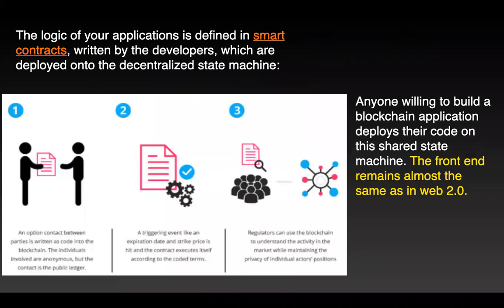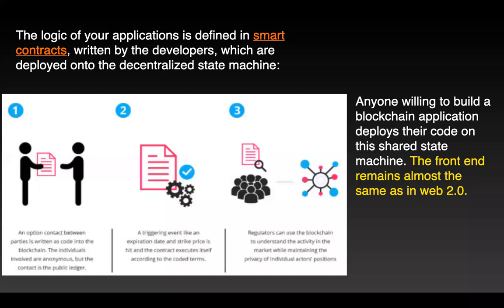So what happens is we create smart contracts. All the logic is stored in smart contracts. We call them contracts, or you can just say a bundle of code, written by developers, of course, which are deployed on a decentralized state machine.